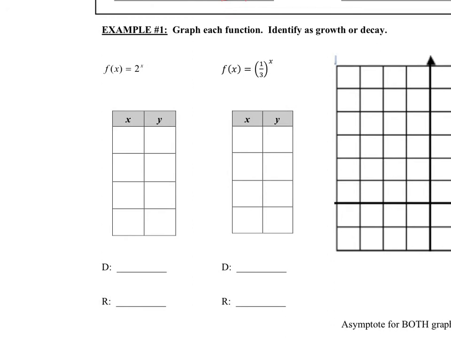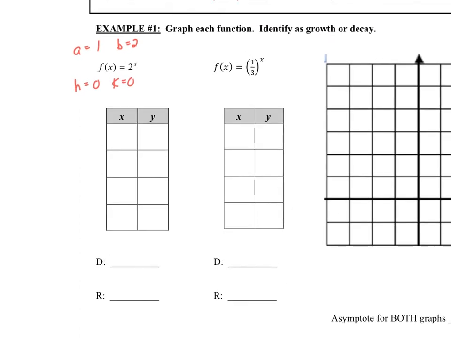So if we look at this, in the one on the left, we have 2 to the x power. For this one, if we write this down, a equals positive 1, b equals 2, h equals 0, and k also equals 0. So if we were to graph this, we should put 0 somewhere in the middle. That's our h value. So h should go somewhere in the middle. The domain is all real numbers. And as you know from section 1, that's true for every exponential function.